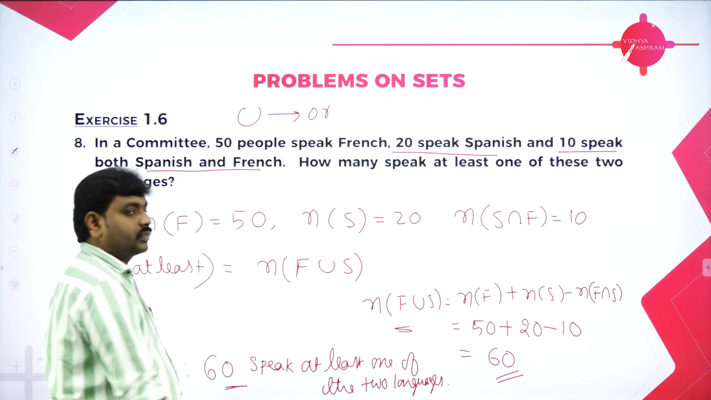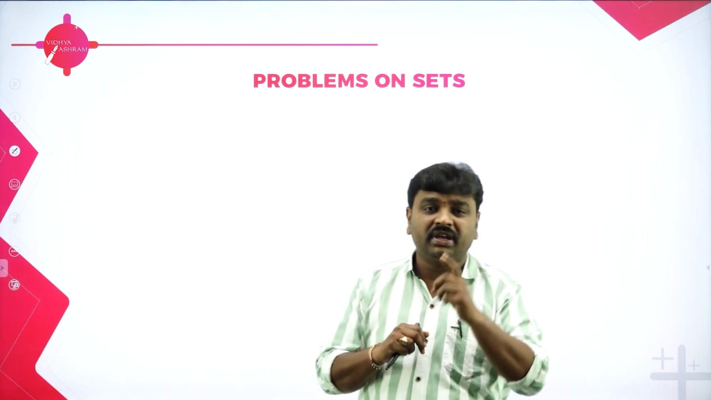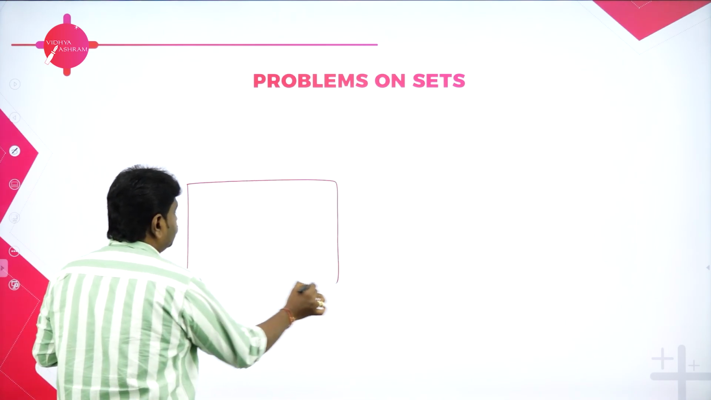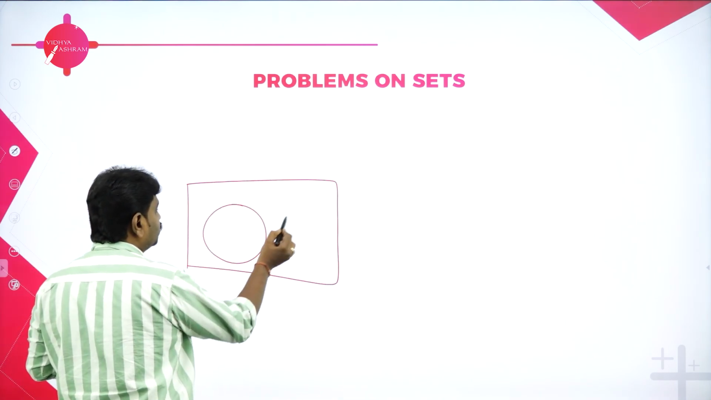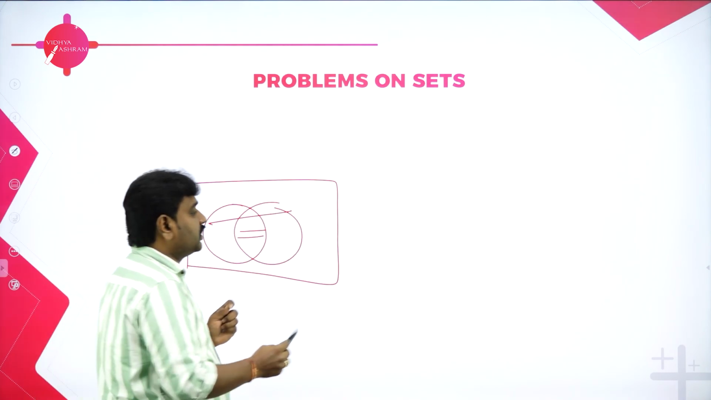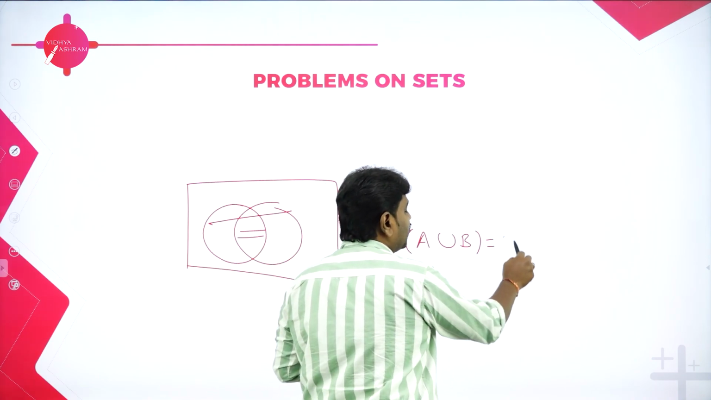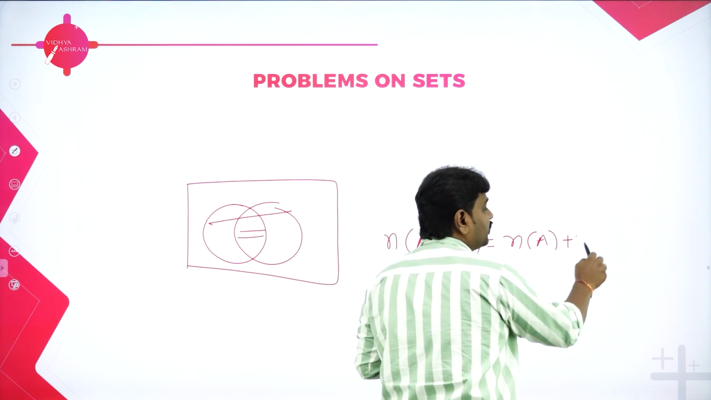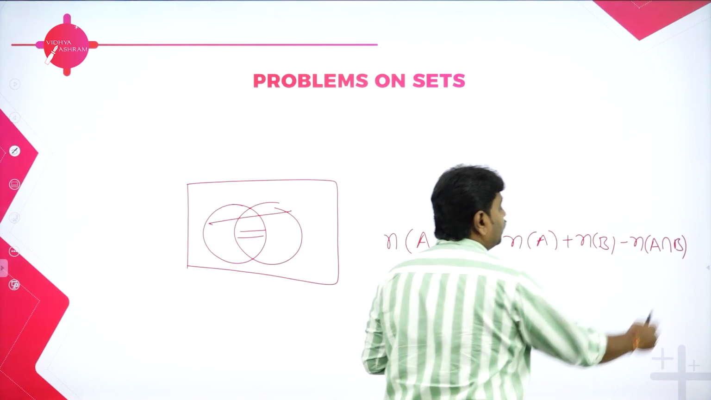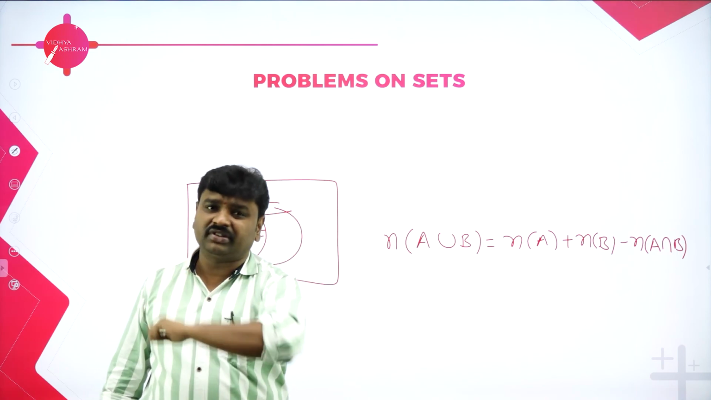60. So in today's class, let me summarize. I taught you how to solve a problem by the Venn diagram method. In the Venn diagram method, this is the universal set, these are the two sets, this is called the intersection part, and the whole put together we call the union. Then we have done problems on cardinal relations. What is N of A union B? N of A plus N of B minus N of A intersection B. And vice versa, N of A intersection B is N of A plus N of B minus N of A union B.